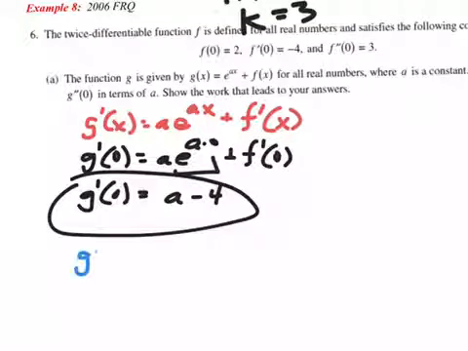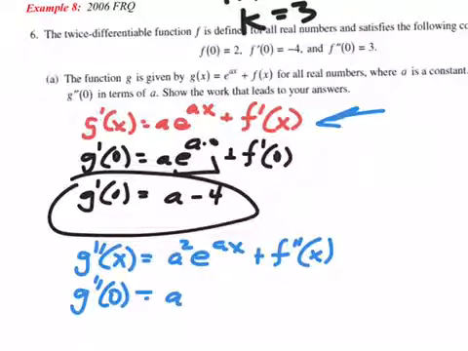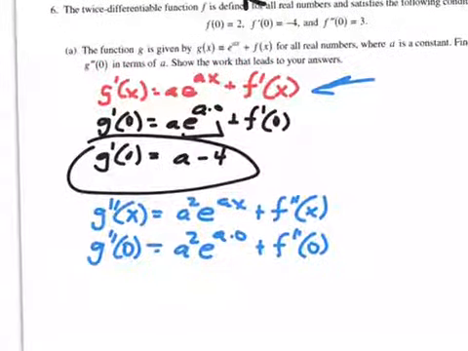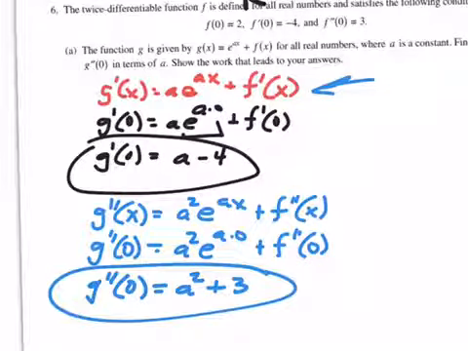Now let's find g double prime of x first. So I'm going to take the derivative of that expression. That would be a squared e to the ax plus f double prime of x. So g double prime of 0 would be a squared e to the a times 0 plus f double prime of 0, which would be a squared times 1 plus f double prime of 0, which is 3. There would be g double prime of 0 in terms of a.